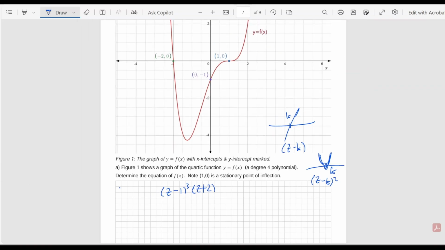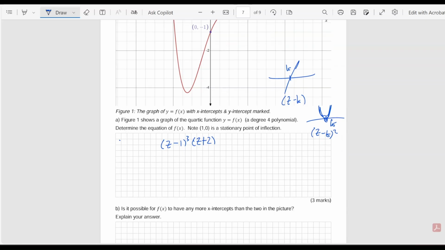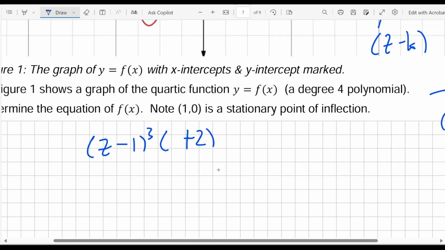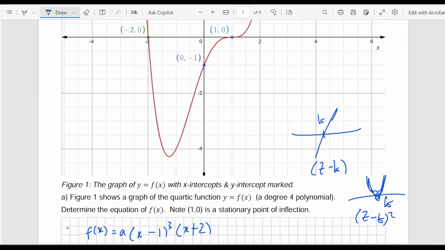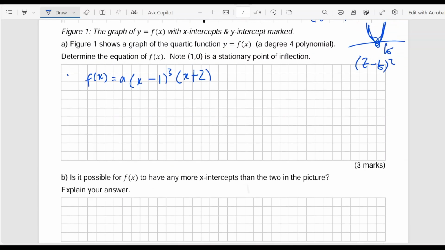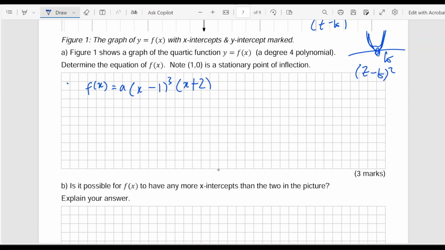And this is f of x. I keep using z's rather than x's. x take 1 cubed and x plus 2. This is f of x. Now, there's one more step. We have a scaling factor a that could stretch or squidge our polynomial. And we just need to plug in the point that we know. So we know 0, minus 1. So we're going to be plugging in minus 1 and 0 for the x bound. So we'll just work that out.